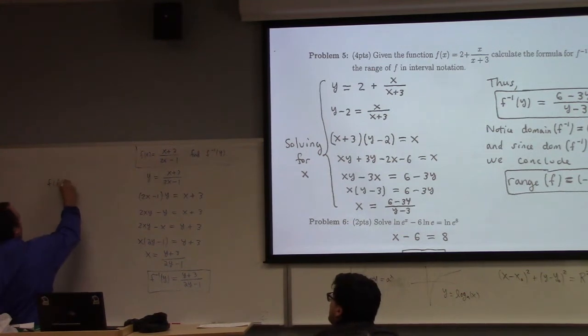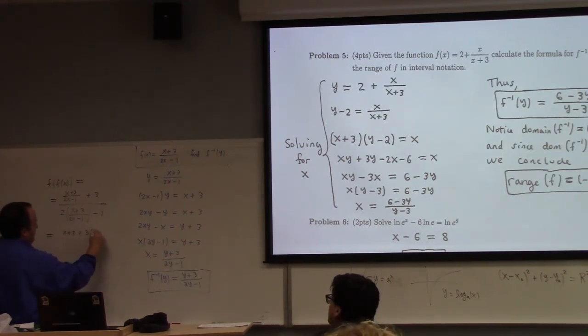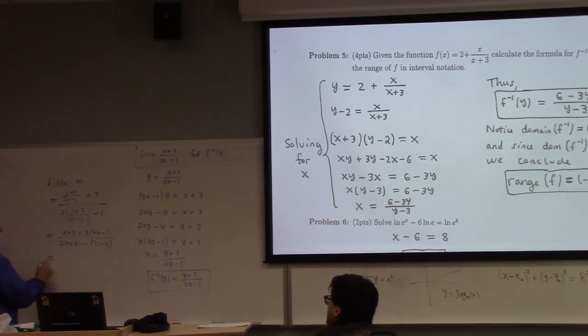If we look at f of f of x, we get x plus 3 over 2x minus 1, plus 3, divided by 2 times x plus 3 over 2x minus 1, minus 1. So I'm composing the function with itself. And so then if I multiply the top and the bottom by 2x minus 1, I get x plus 3 plus 3 times 2x minus 1, over 2 times x plus 3 minus 2x minus 1, which is 7x.